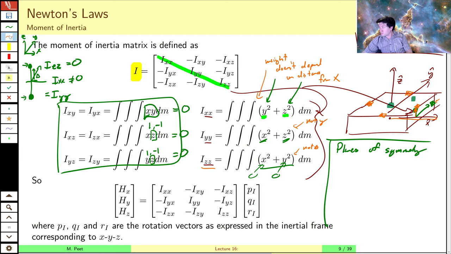So let's think of a plane of symmetry. Let's draw an aircraft, right? Here's some wings. Let's call this the X usually. There's the Z, and there's the Y. Now, this aircraft has a plane of symmetry about the xy plane, right? As most aircraft do.